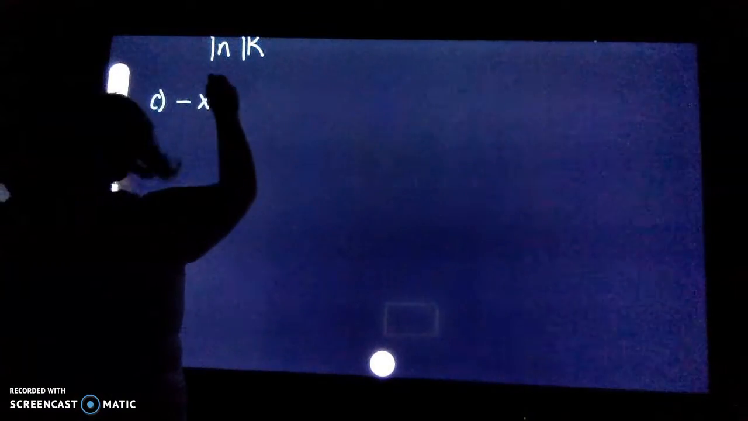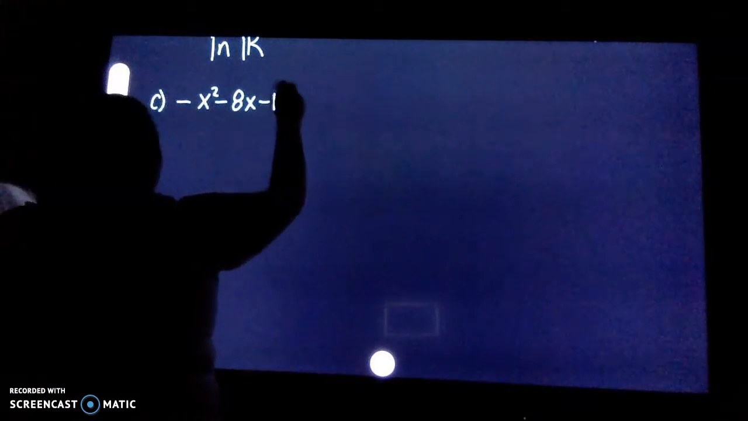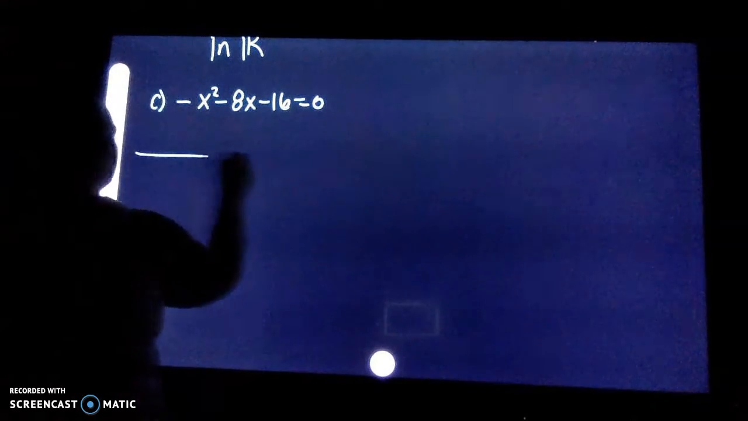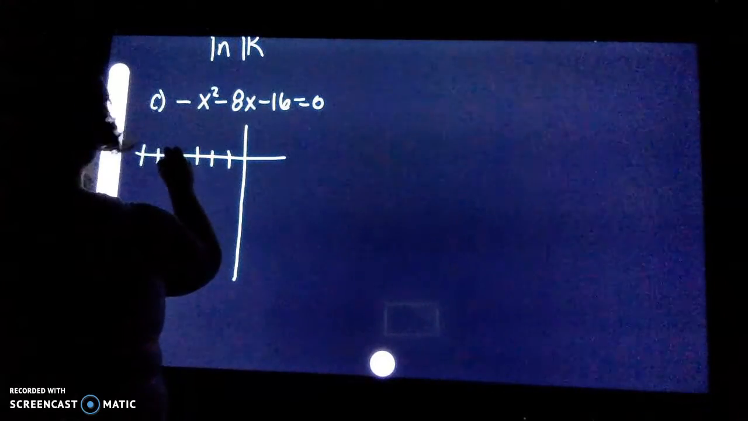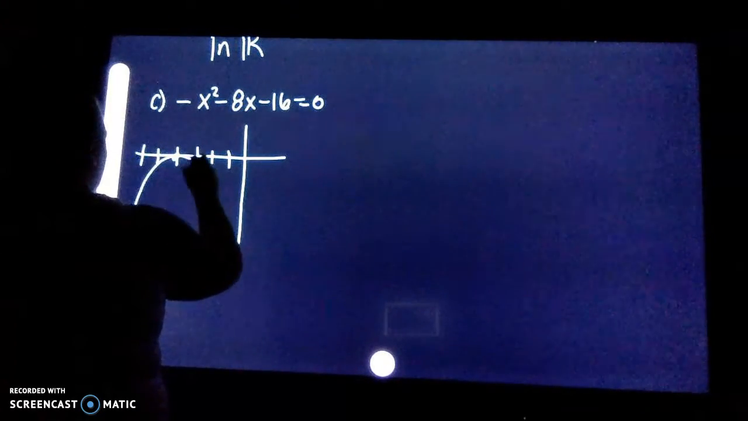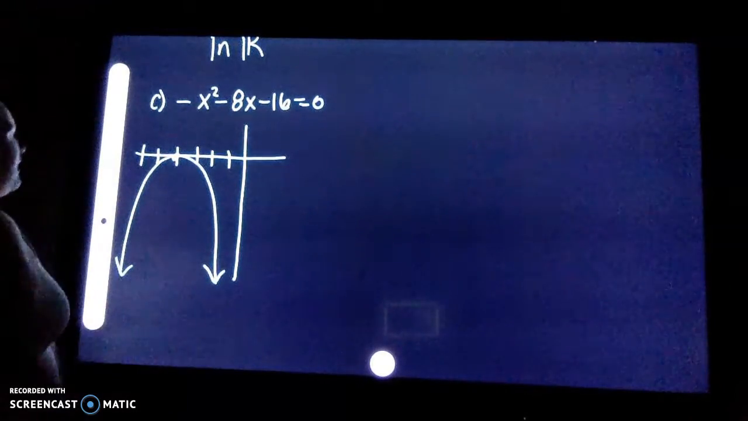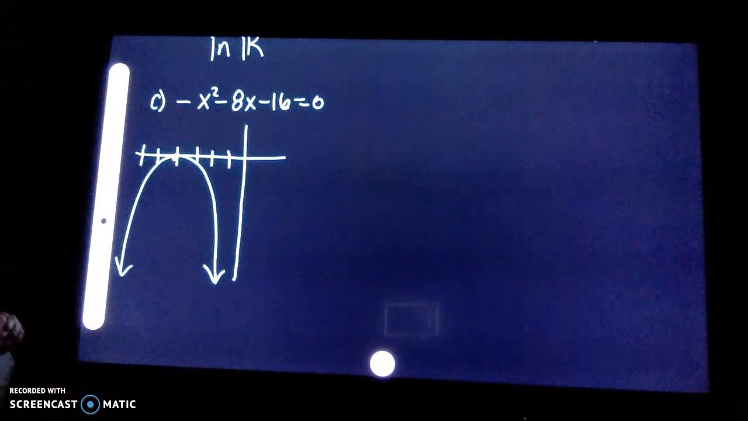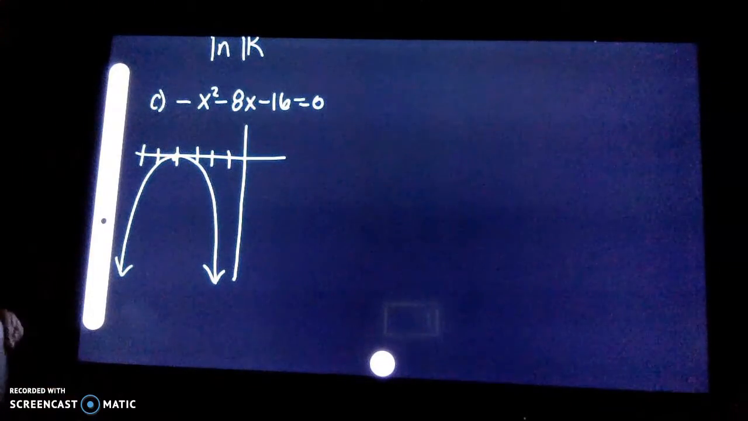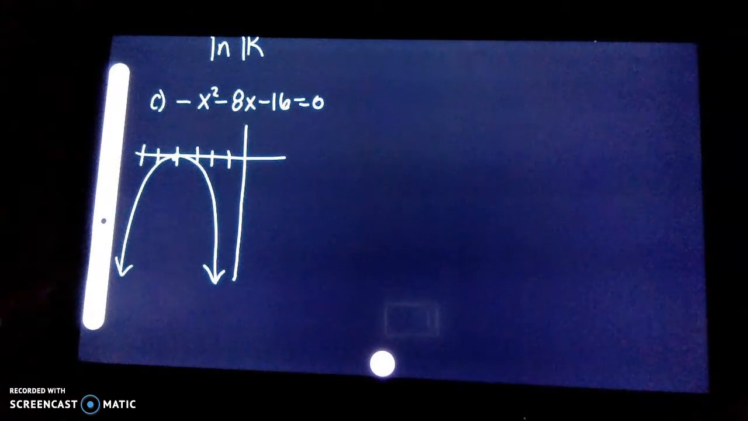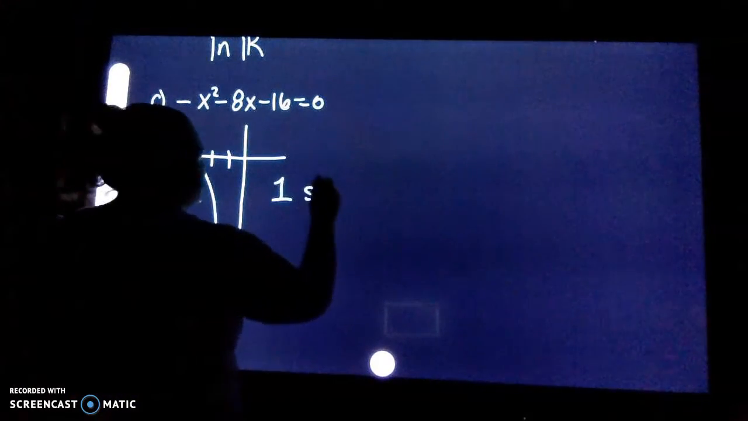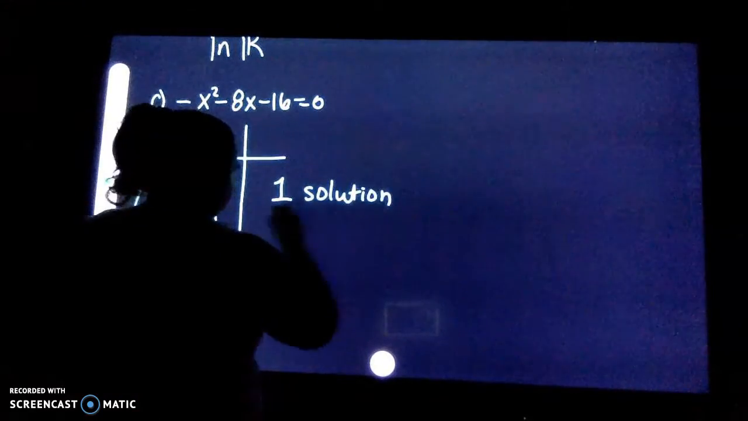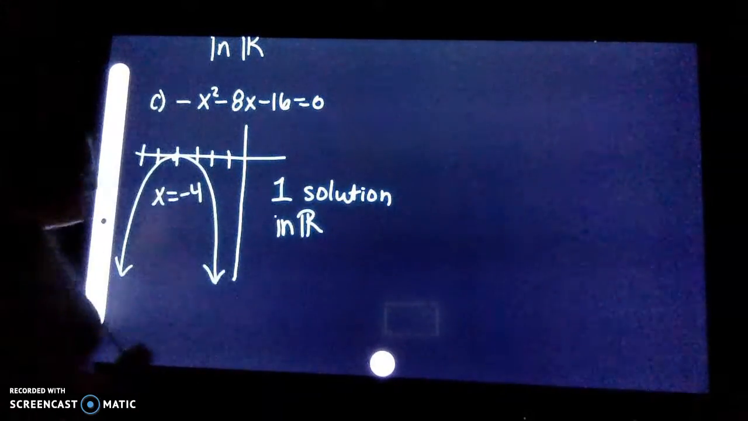The next example we have is -x squared minus 8x minus 16 equals 0. I go ahead and graph her, and she's going to look something like this. How many times, or did it at all, did my graph cross or touch the x-axis? Well, just one spot, right there at x equals -4. So this has one solution in the set of real numbers, again using that double-walled R.